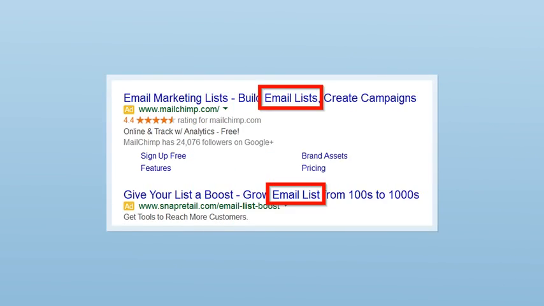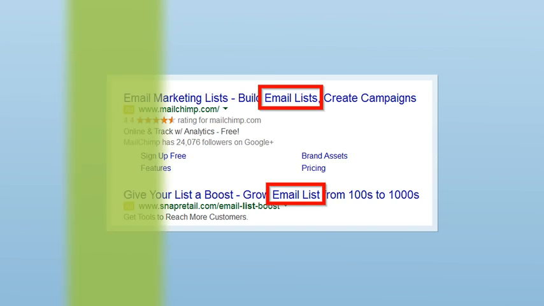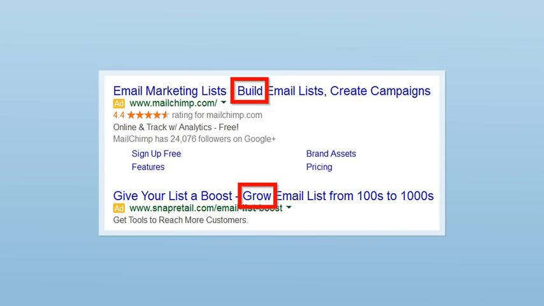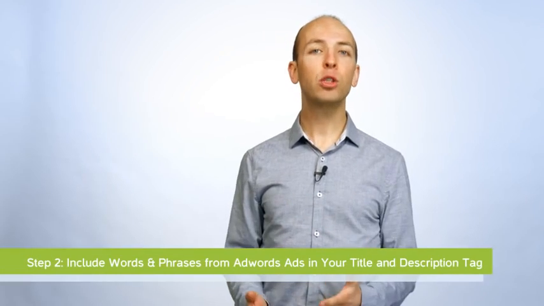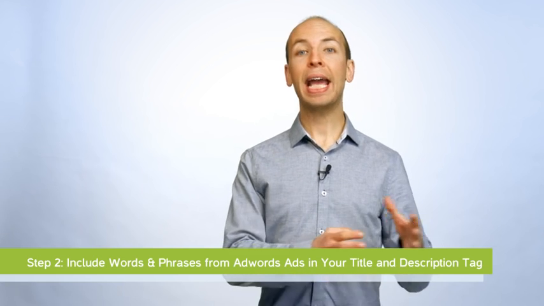In my case, I noticed that most of the AdWords ads for the keyword list building use the words email list or email lists. I also noticed that these same AdWords ads use terms like build, grow, and boost. Once I got an idea of which words and phrases tended to show up in AdWords ads, I moved on to step number 2, which is to add these words and phrases to your title and description tag.